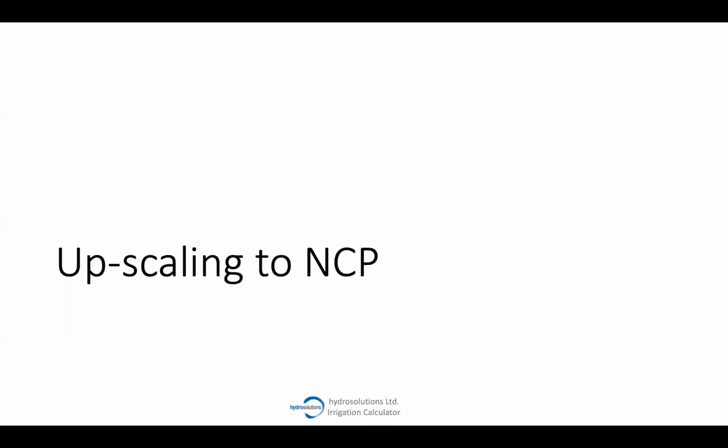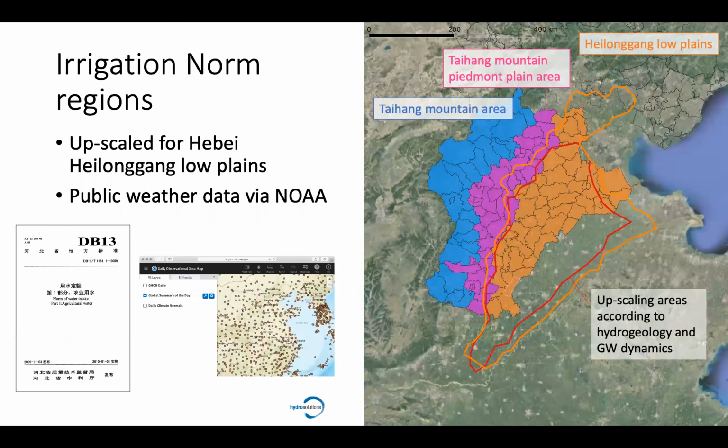I've spent a bit too long on the demonstration. Now I will run quickly through the upscaling to the North China Plain. We wanted to demonstrate that this method can be applied to other regions as well. And in the case of the North China Plain, it was quite easy and straightforward because already the irrigation norm has the same norms for the entire Heilonggang low plains. This is the orange area.